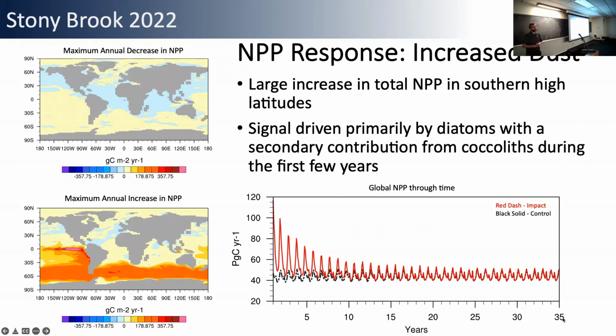And what we see here is what we'd expect, particularly where we have iron limitation in these high southern latitudes: the diatoms have a massive increase in productivity. And they're not the only ones. Many other species do as well. And this signal persists for upwards of 15 years or so as they use up those nutrients and as the nutrients settle out of the ocean before recovering back to normal.